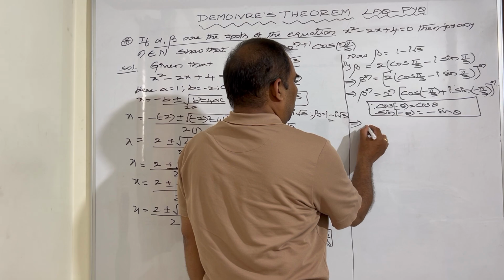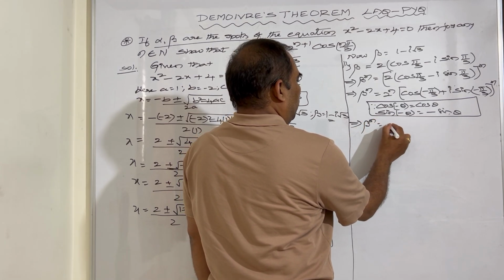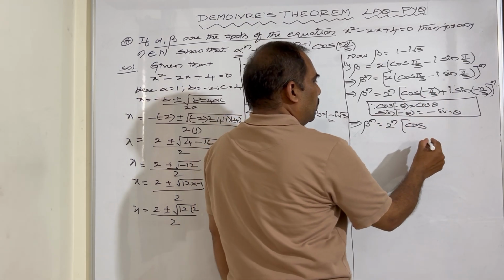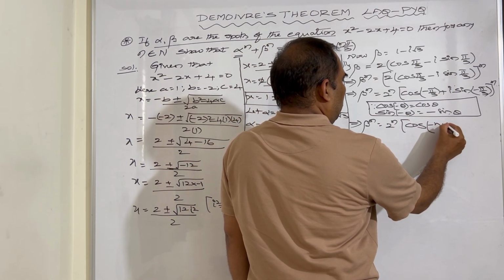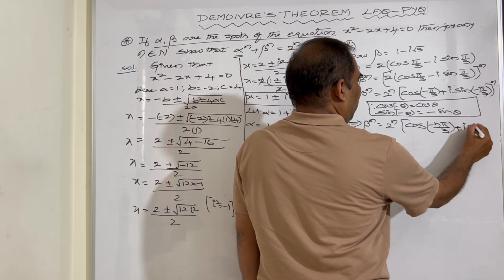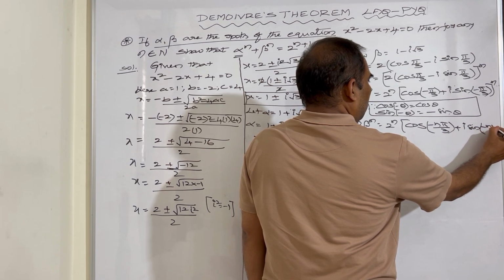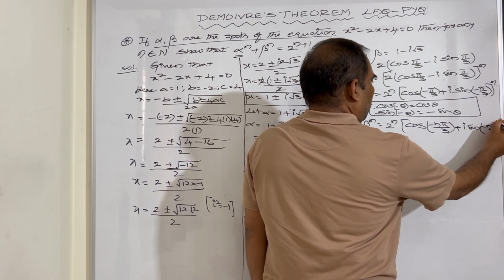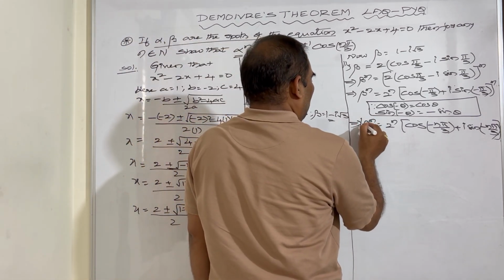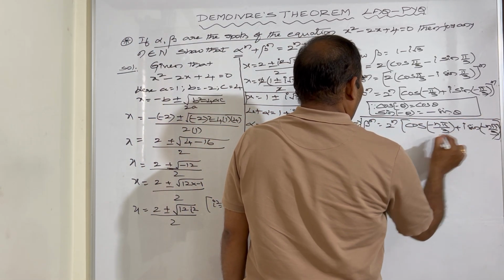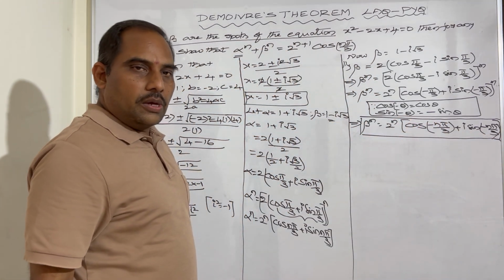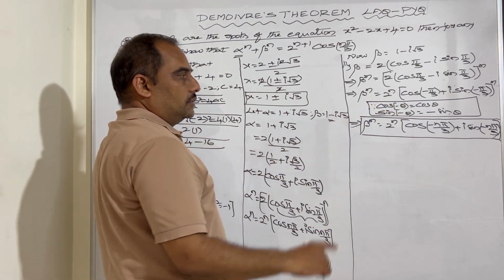Now finally beta to the power of n is equal to 2 to the power of n into, if you apply De Moivre's theorem, we get cos of minus n pi by 3 plus I sin of minus n pi by 3. See, did you get? So now this is beta to the power of n. We have beta to the power of n is equal to 2 power n into cos of minus n pi by 3 plus I sin of minus n pi by 3.